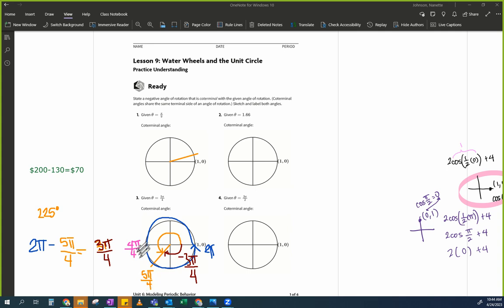And if I compare 4 pi over 4 with 5 pi over 4, do you see how you have an extra slice of pizza? You have an extra slice of pizza. So that means I'm past a full box of pizza and then I have 1 extra slice. Does that make sense?